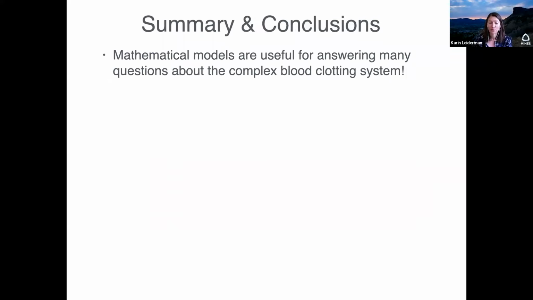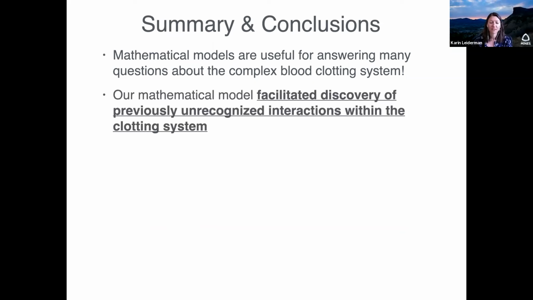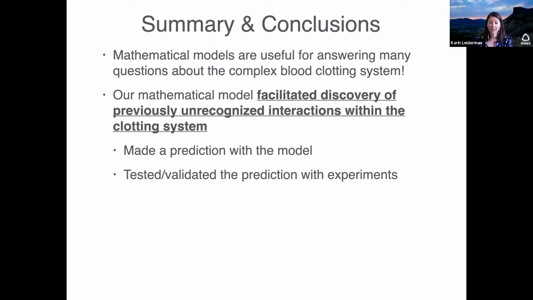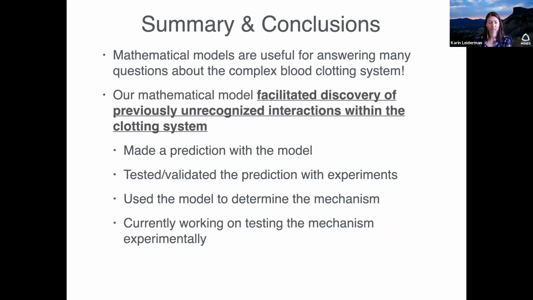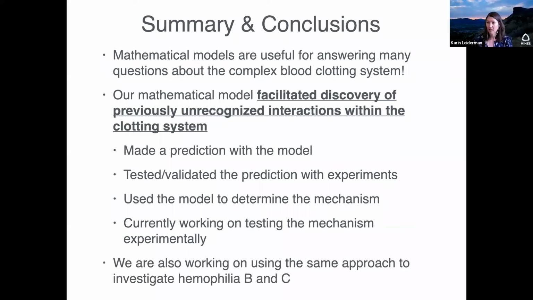So in summary, mathematical models are useful for answering many questions about the complex blood clotting system under flow. Our model here helped to facilitate discovery of a previously unrecognized interaction within the clotting system. We made a prediction with the model. We tested and validated this prediction with experiments. We then used the model to determine mechanism, and we're currently trying to test that mechanism experimentally. And we're also working on using the same approach to investigate hemophilia B and hemophilia C.